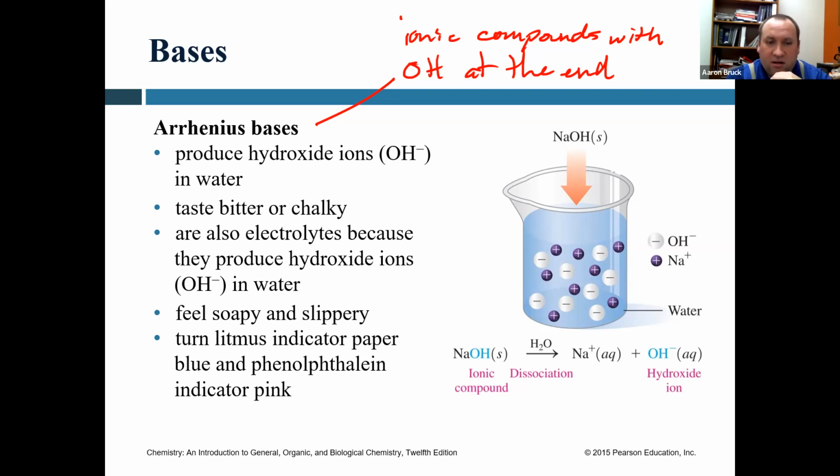As far as indicators are concerned, bases will turn indicator paper blue. That is litmus paper. They'll also turn phenolphthalein indicator to pink, or kind of a magenta color.